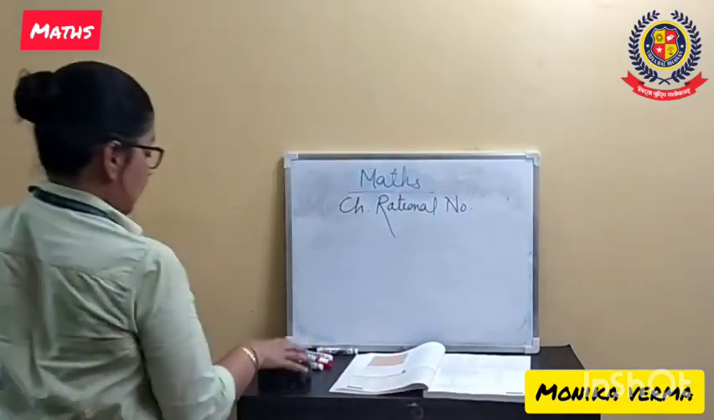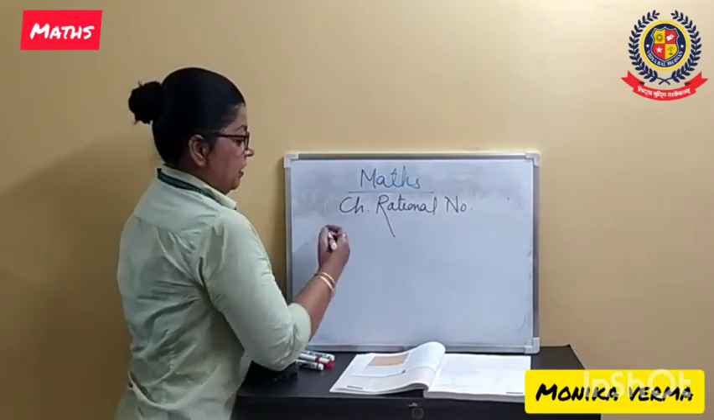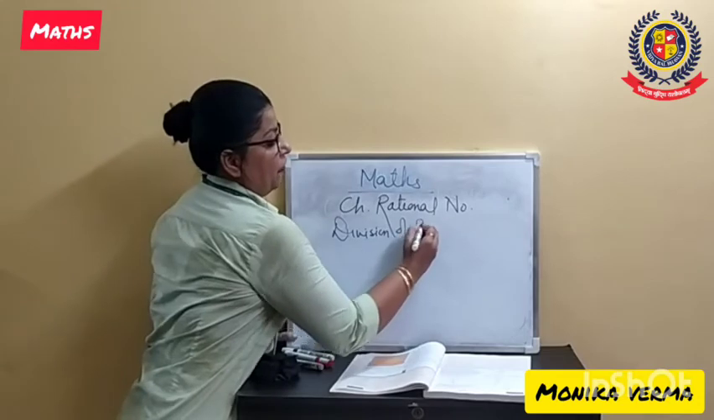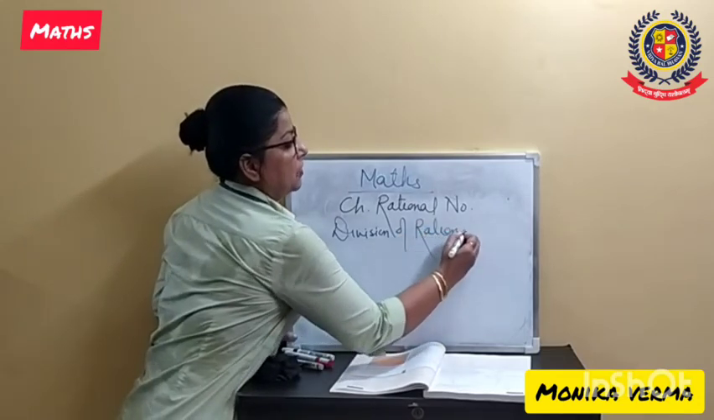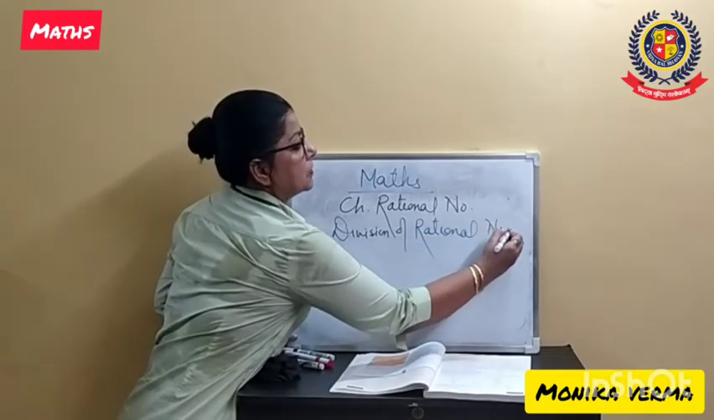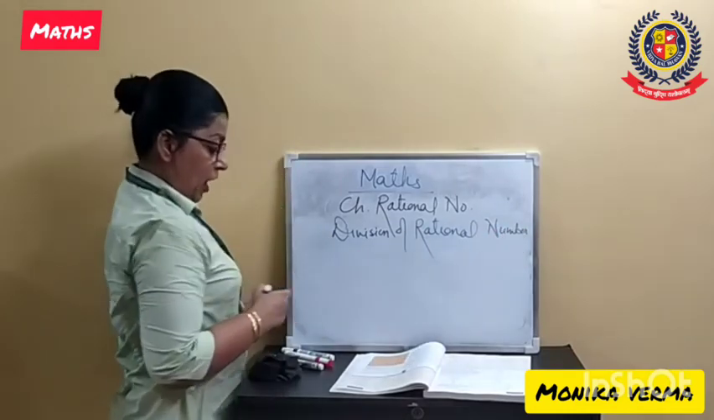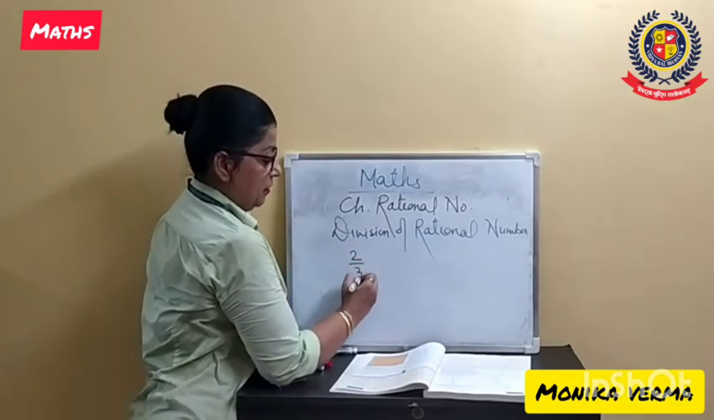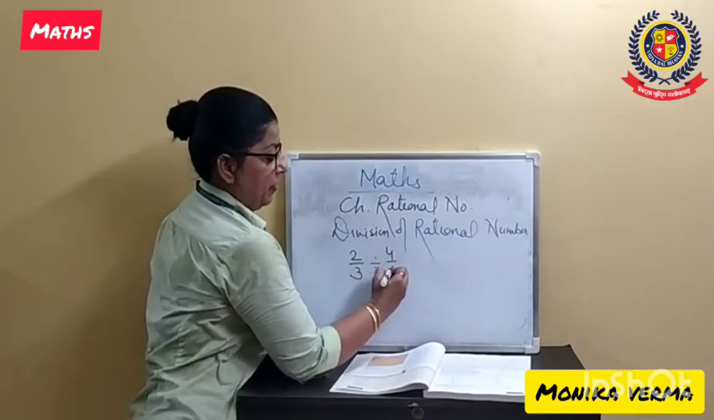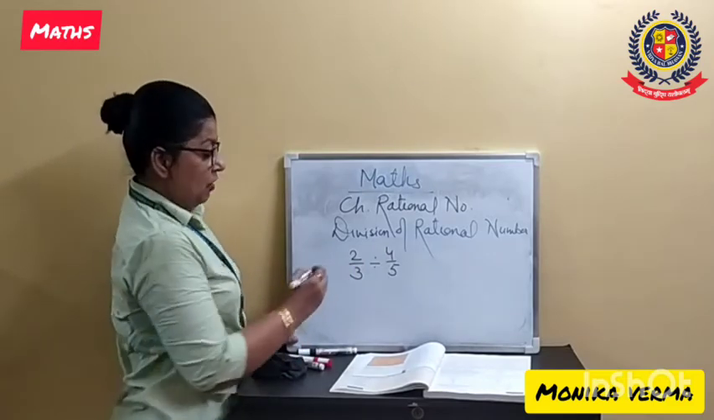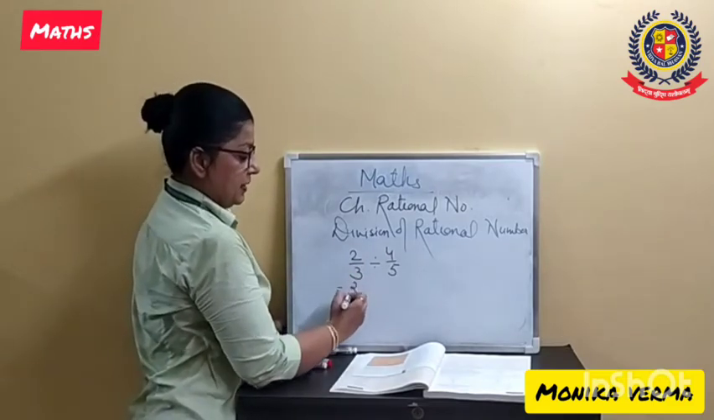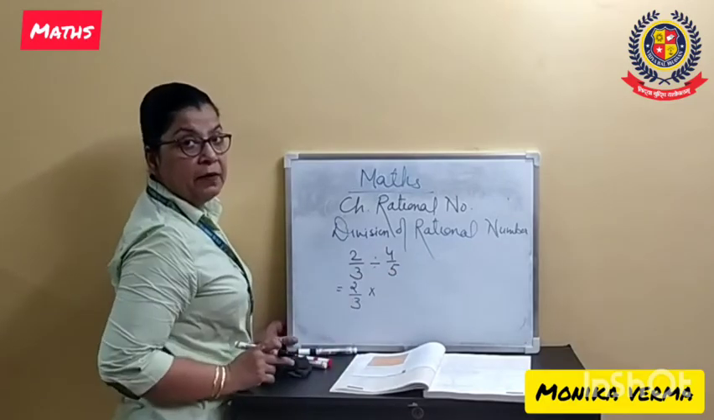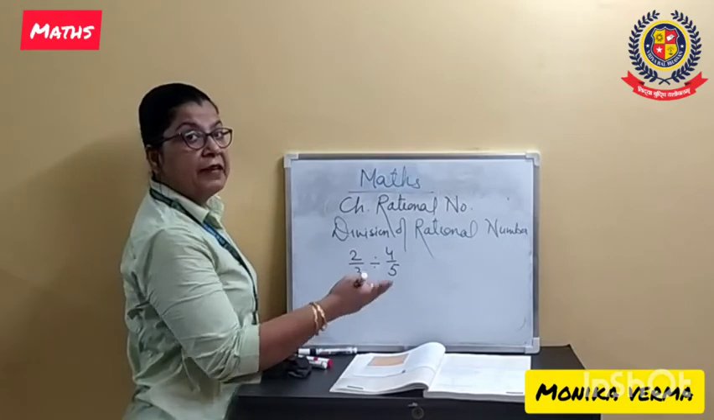So what will we learn first of all? Division of rational numbers. And how to find that? If I give you 2 by 3 divided by 4 by 5, how to solve it? First number as it is. In place of divide we will write multiply, and the number after the division sign we will write its reciprocal.